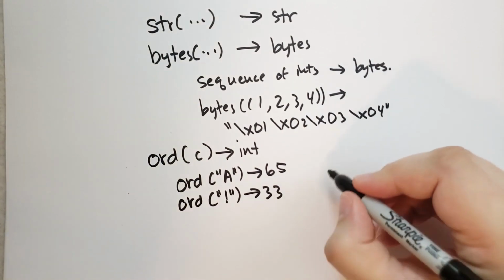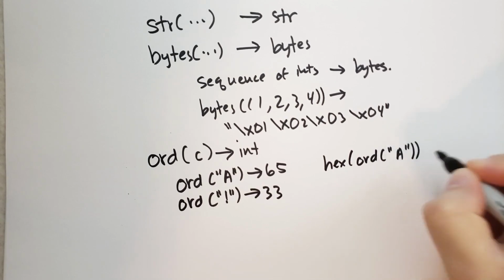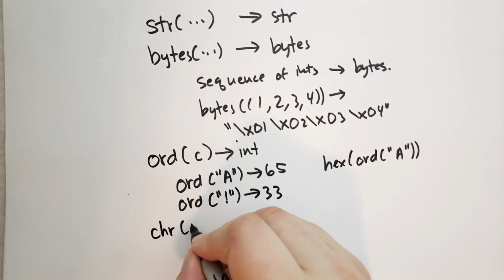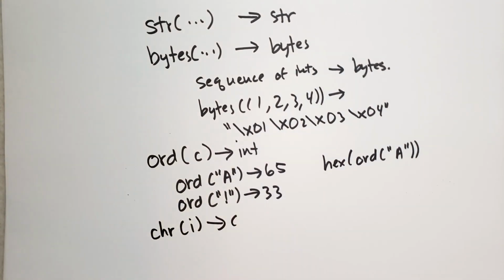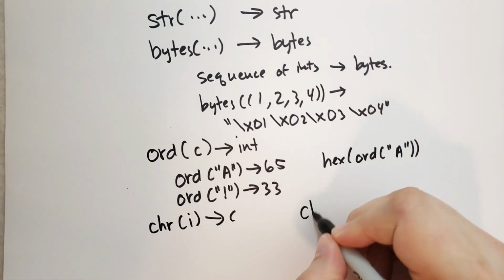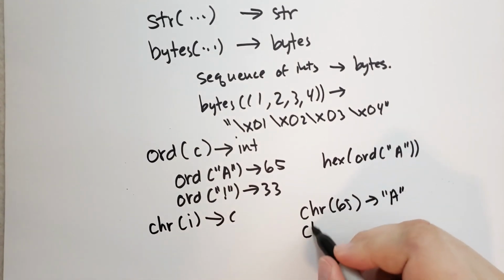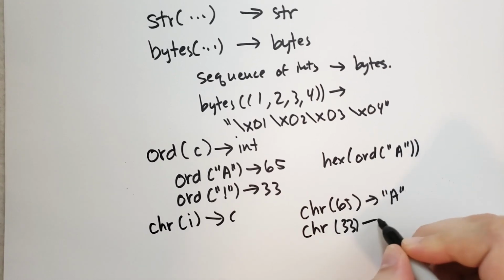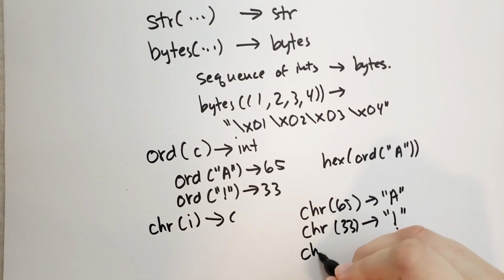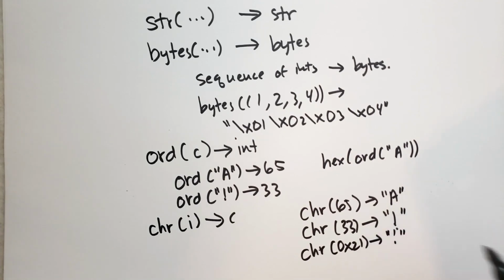If you want to see the hex of that number, you should pass that into hex. So hex, ord, and that. It'll tell you what the hexadecimal for that is. chr does the reverse. It takes an integer and converts that to a single length character, a string. For instance, chr of 65 will give you A, and chr of 33 will give you the exclamation point. Don't forget that you can use hexadecimal literals as well. So 0x21, that's actually the exclamation point as well.